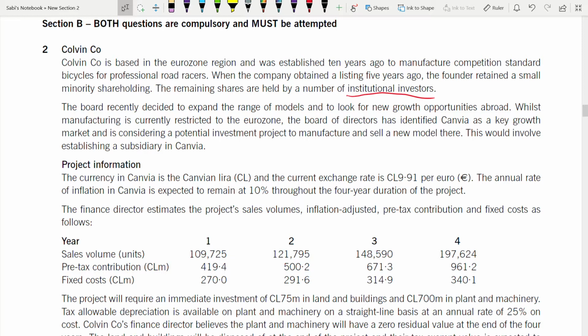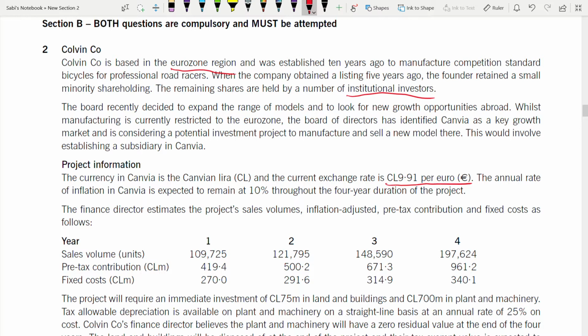So coming to the project information, the currency in Canva is the Canvian lira and the current exchange rate is this. You are based in Eurozone. It's very important that you know where you are based in, underline it. Why? Because when you read the sales, you start picking numbers. You don't know what is your home country and what is the foreign currency. And this is a currency question.